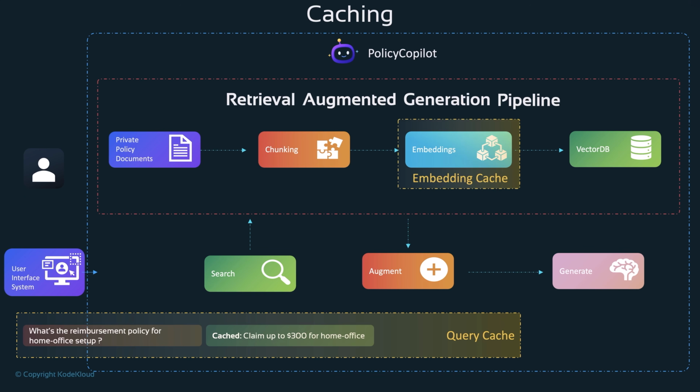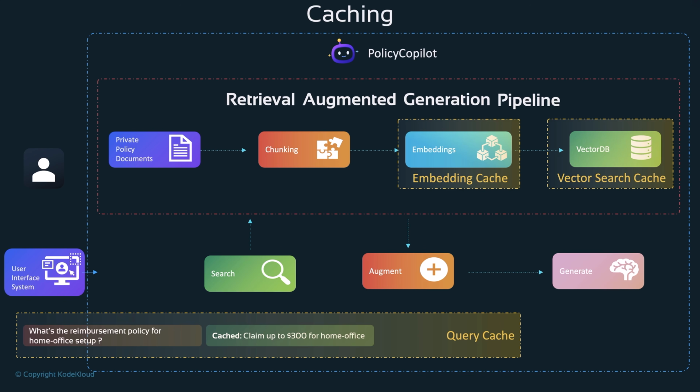Embedding cache stores the computed vectors for text. This is useful because generating embeddings is expensive, and we often process the same text multiple times, like policy chunks that appear in multiple searches. Vector search cache stores the results of database queries. This helps when similar queries return the same results.